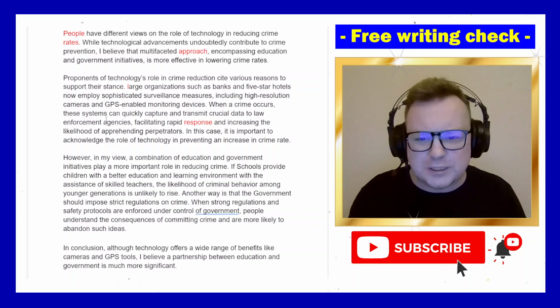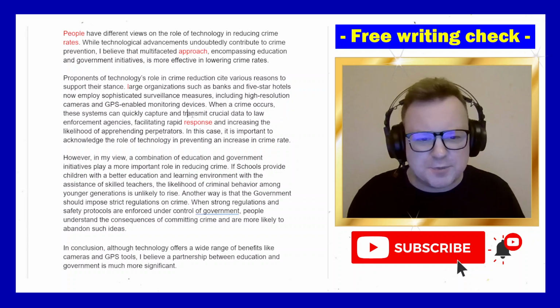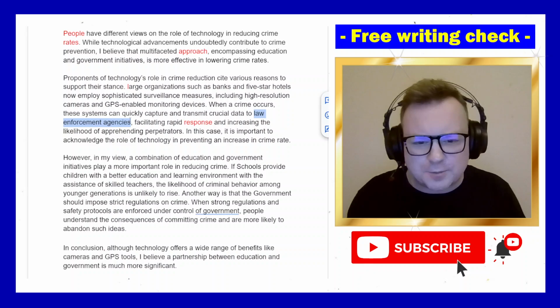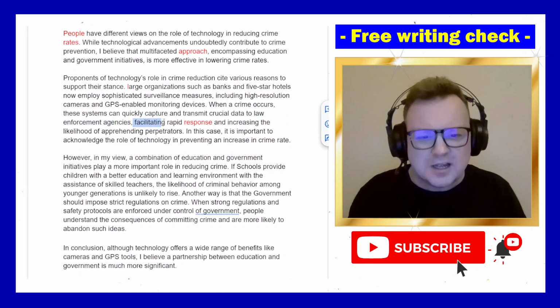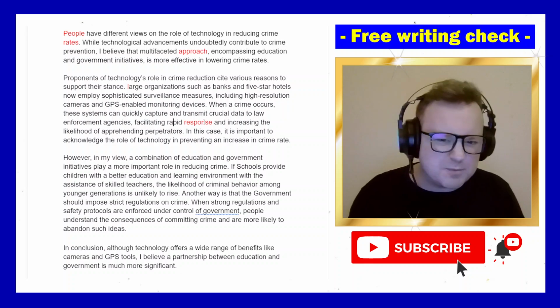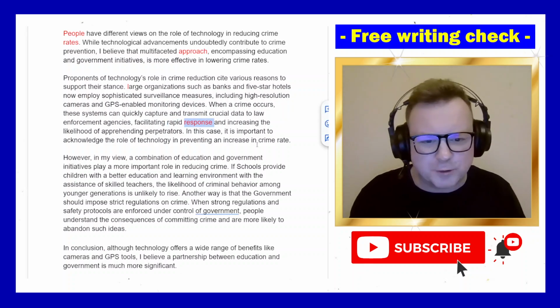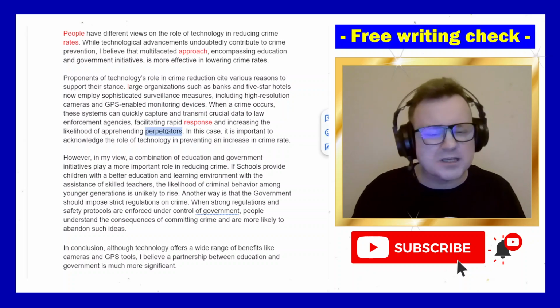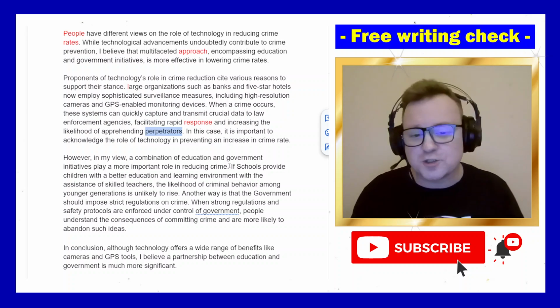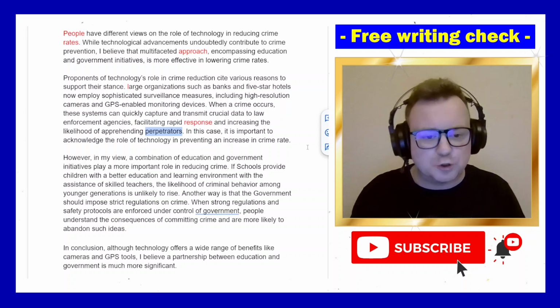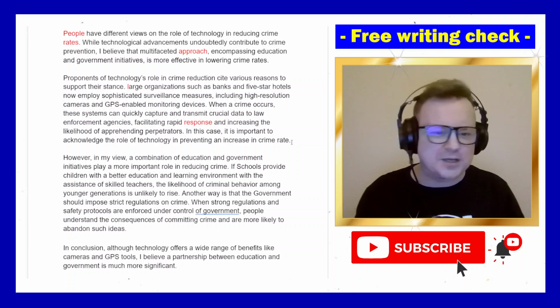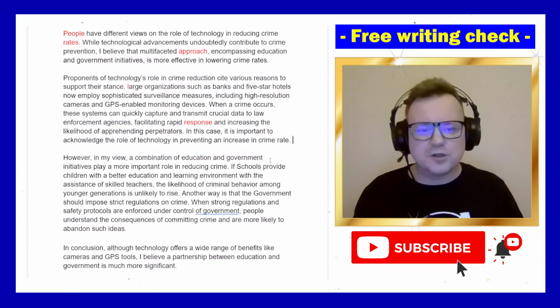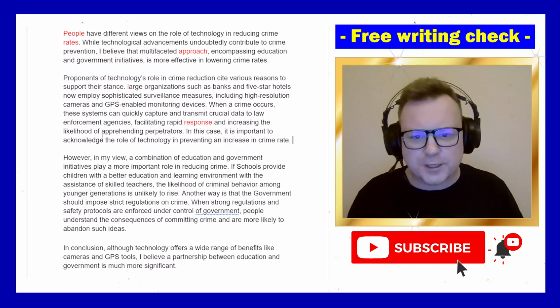Yeah, really, really incredible. Transmit crucial data to law enforcement agencies. This is incredible language. We get the participle, facilitating rapid response. Okay, we missed the article, but rapid response is a great collocation. The likelihood of apprehending perpetrators. It's just too good to be true. Really incredibly topic-related language and incredibly accurate grammar with a full grammatical range.